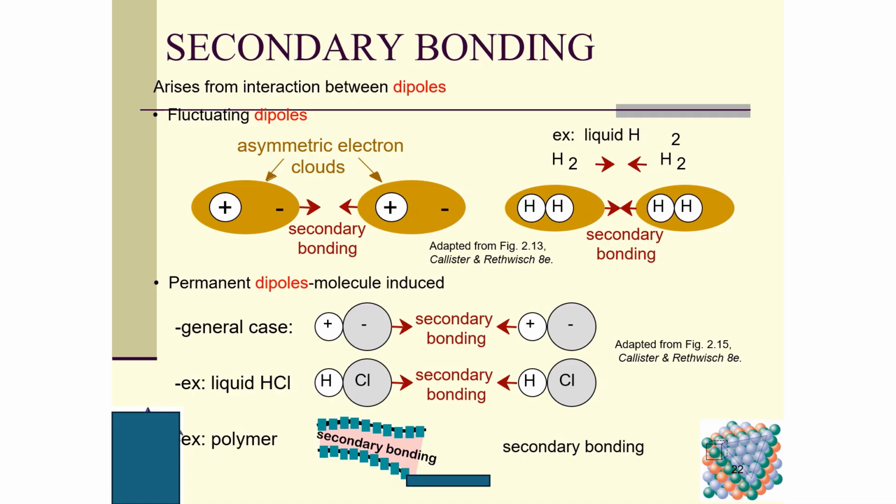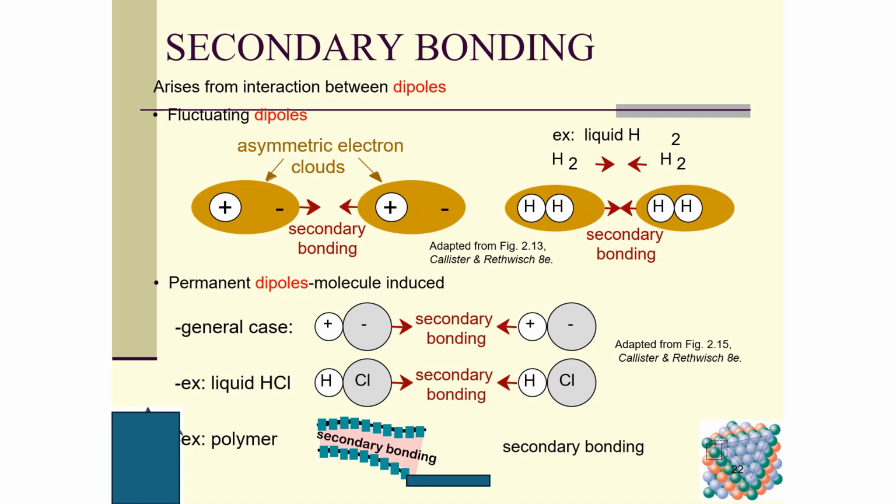So this is fluctuating dipoles here. Here is, for example, liquid hydrogen. Here is H, these are protons, so positive here, negative here. So positive here, positive here, negative here. So these can form a secondary bond in this area. So these are fluctuating dipoles. These permanent dipoles are molecule induced.